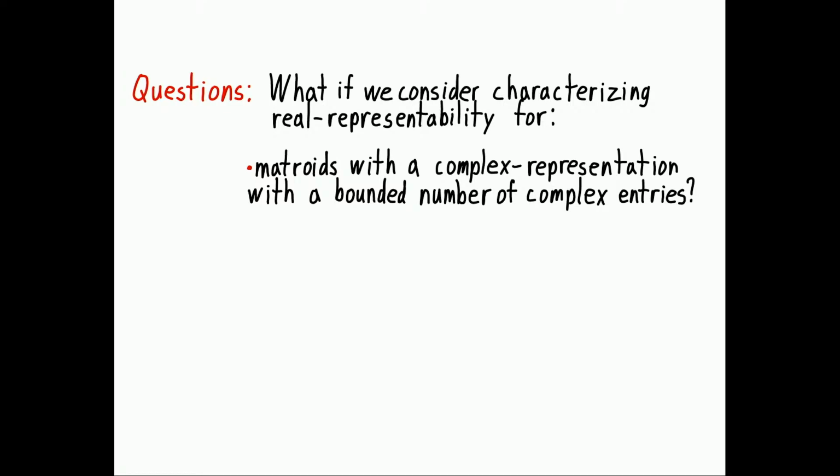So when you say it has a bounded number of entries, are we just guaranteed that if it's real representable, it can be represented with a bounded number of entries, or do we get the entries? I'm just asking, well, it already went bad, so what if we know, this is a stronger thing, what if we know it's almost real, it almost has a real representation?